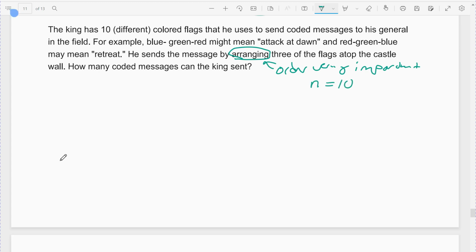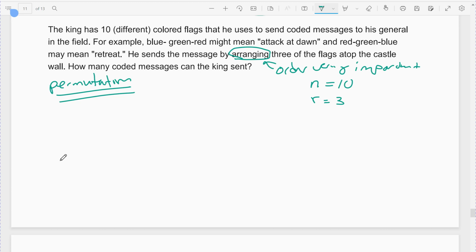He's got 10 flags to choose from, and he's putting them in groups of 3, right? He's putting 3 flags out at a time, so he's choosing from 10 different colors and arranging 3 of them. And so this is a permutation. Order is important, and we're not going to pick the same flag twice.